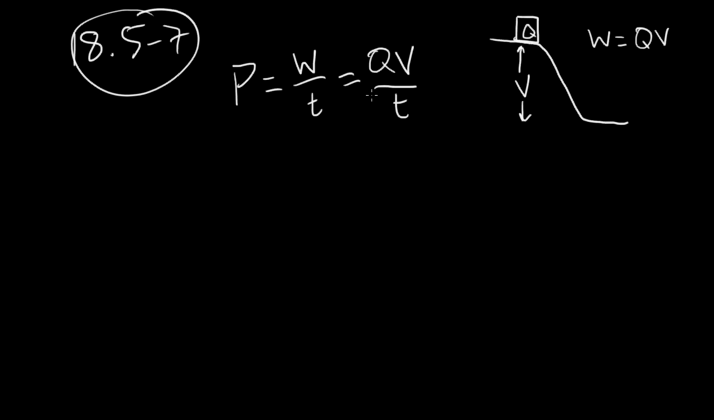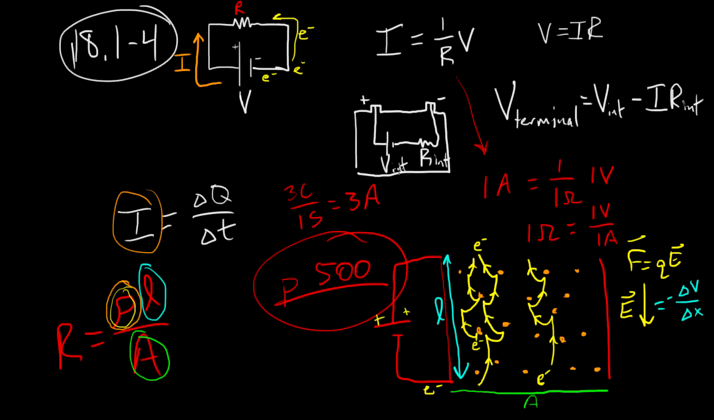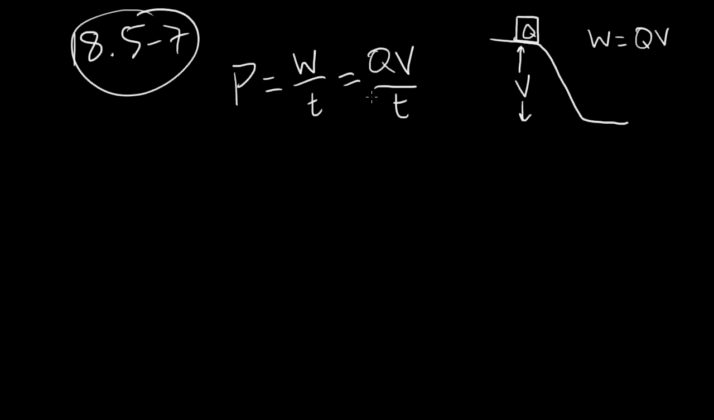This may look familiar from the last section that we were looking at. This is just current, Q divided by T. So we've got Q divided by T times V. Well, that's just current times voltage. That's pretty special. One thing that tricks people here, though, is they forget that the current depends on the voltage. Ohm's law hasn't gone away.